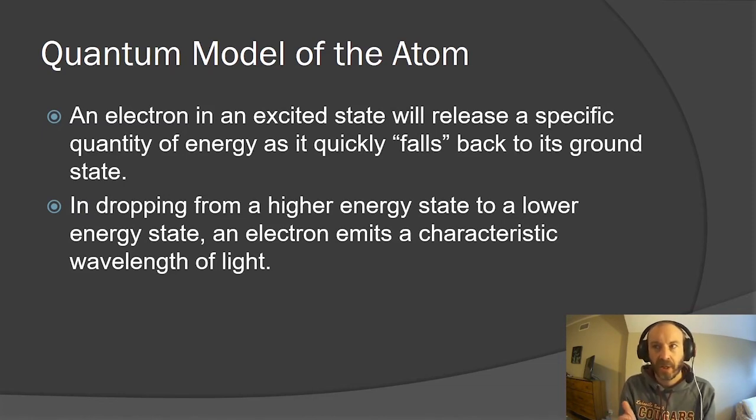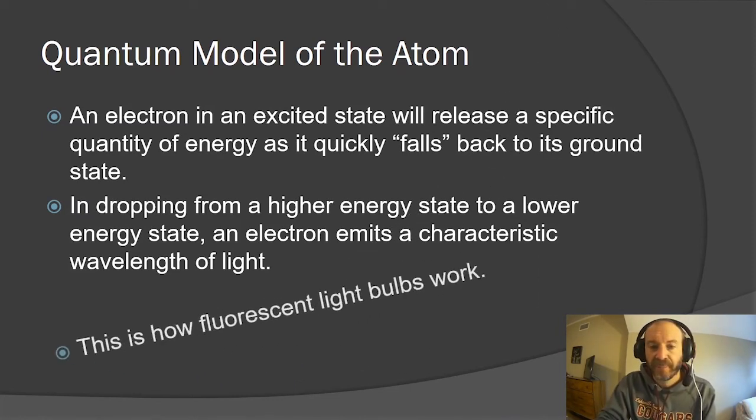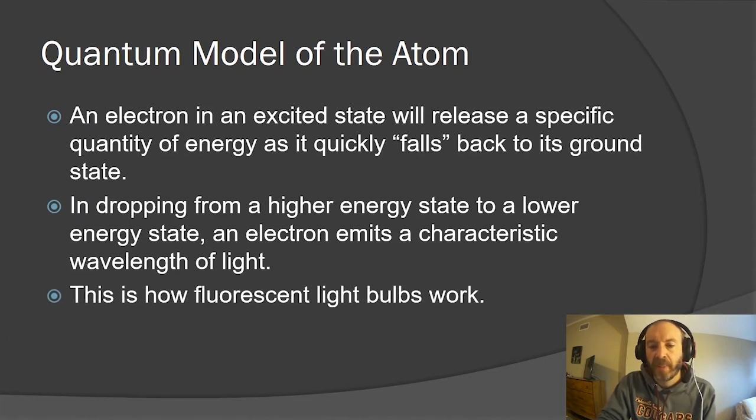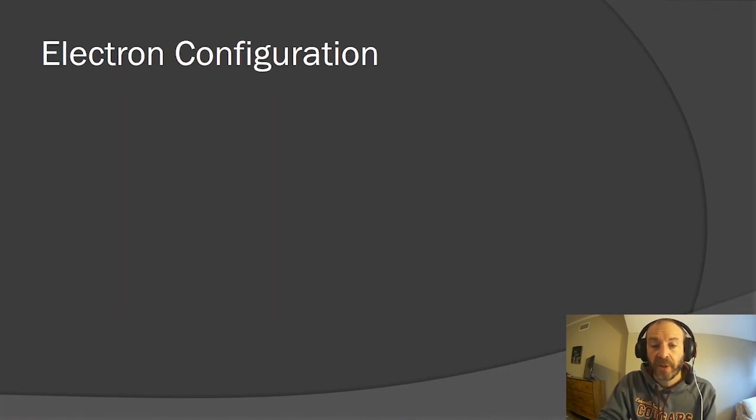This is also how, when astronomers look at stars, they can tell what kinds of elements are in the stars or what kinds of elements are in the planets by the light that it gives off, because each element gives off its own unique wavelength of light. And I mentioned this is how fluorescent light bulbs work, and I'm going to show you some demonstrations in class sometime to give you some examples of different elements and what they look like. Okay, so this leads us to electron configuration.